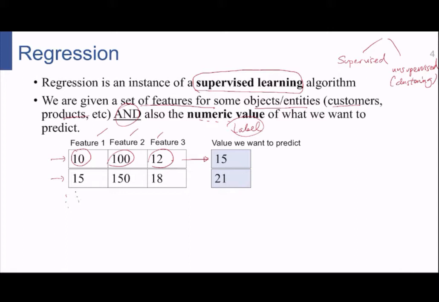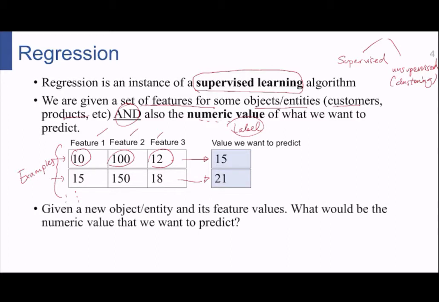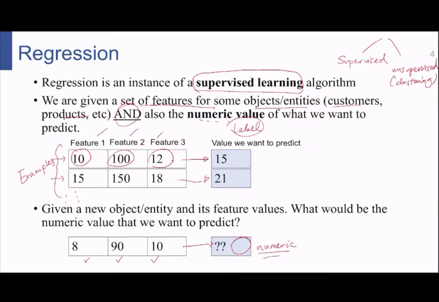So we are given many examples of this that we have collected from the past, that we have from our business. Given this, it gives that. Given this, it gives that. And then what we want to do is, given a new object, which has possibly different values for these three features, what would be the numeric value that we want to predict? So this is what we are going to do with regression. This is the problem that we essentially solve.